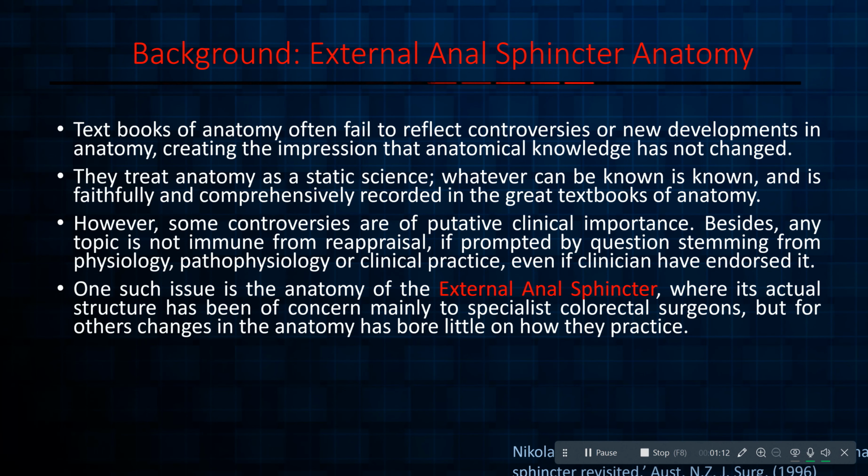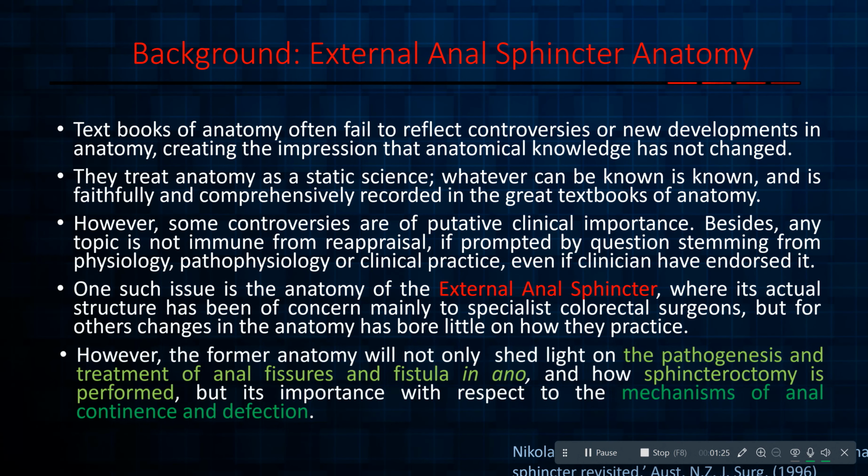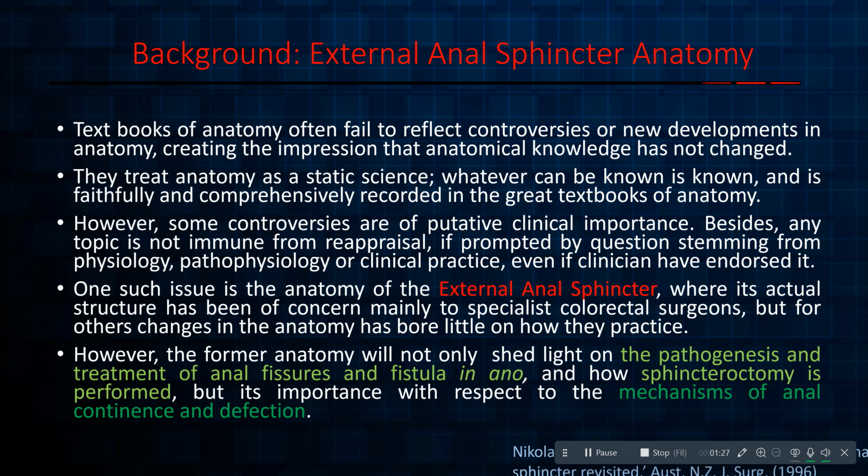One such issue is the anatomy of the external anal sphincter, where its actual structure has been of concern mainly to specialist colorectal surgeons, but for others, change in anatomy has borne little on how they practice. However, the former anatomy will not only shed light on the pathogenesis and treatment of anal fissures and fistula in ano, and how sphincterectomy is performed, but also on its importance with respect to the mechanisms of anal continence and defecation.